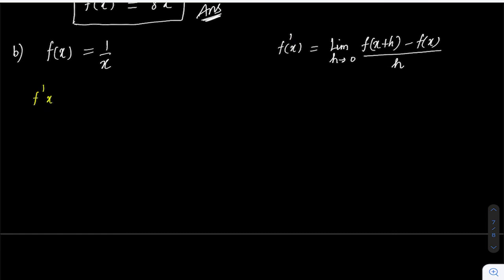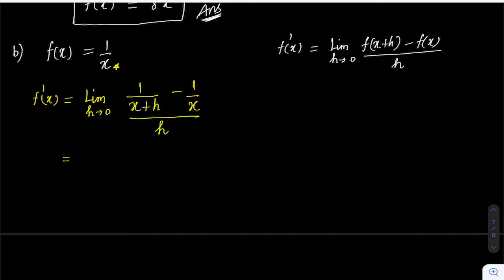So f dash x is equal to limit h tends to 0. Let me first write the definition. Then we will see how we can simplify. So f of x plus h will be 1 over x plus h. So wherever x is, just write x plus h, minus 1 over x, over h. Okay, now this is the definition.